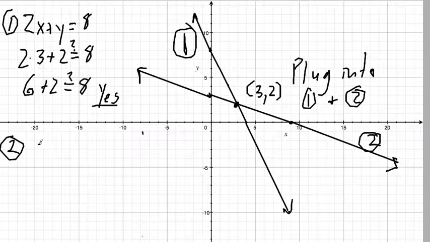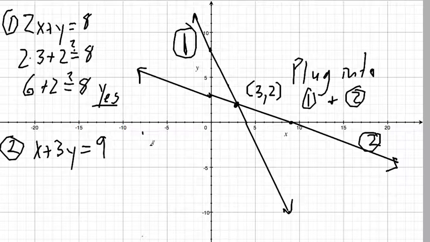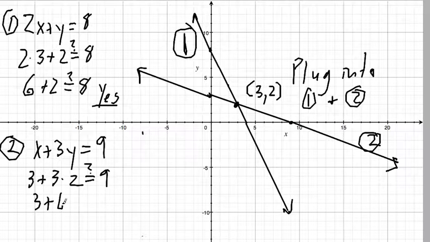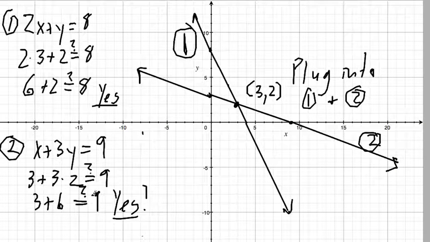How about the other line? The other line was x plus 3y is equal to 9. So I'm going to, again, plug in these values. 3 plus 3 times 2, is that equal to 9? Well, we get 3 plus 6. Is that equal to 9? And yes, it is. Hooray for that. So that means that our guess is correct, and (3, 2) is actually the solution.